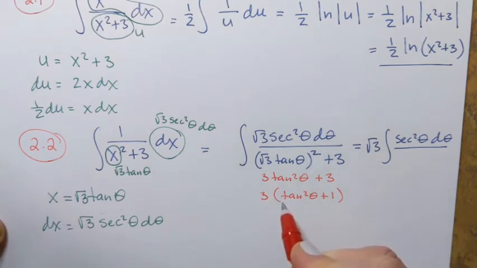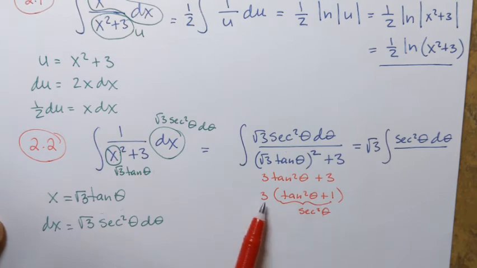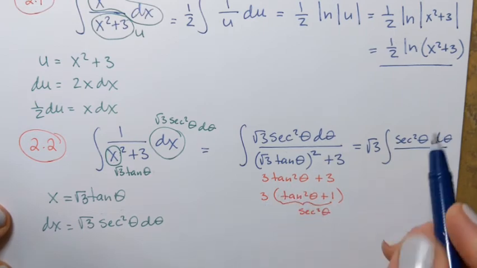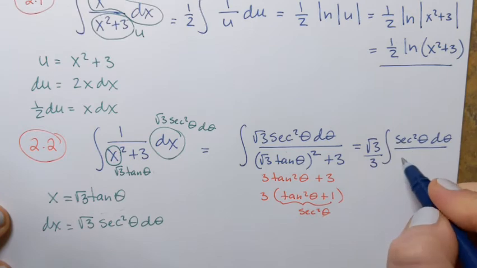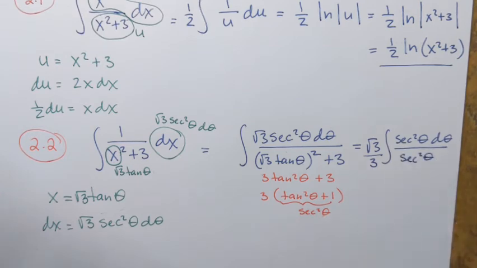Now, what is tangent squared of theta plus 1? That is the same as secant squared of theta. So long story short, I have 3 secant squared of theta. That 3 I can put in the front, but since it all sits in the denominator, that number will be in the denominator. So it's like that, square root of 3 over 3. And then secant squared of theta gets in the denominator.